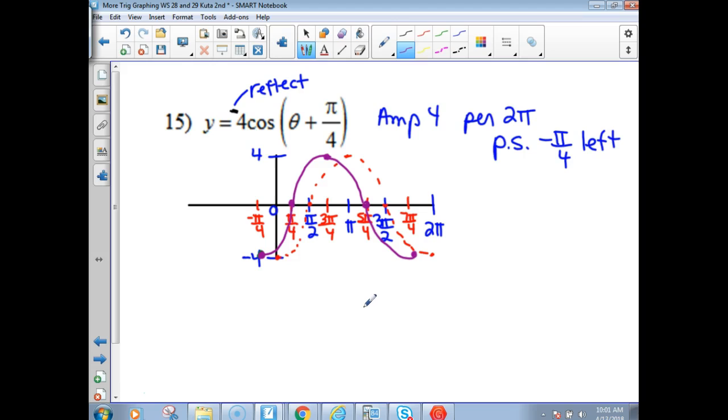Okay. So the locations are negative pi over 4, negative 4. I did it correctly, right? Yeah. Pi over 4, 0. 3 pi over 4, 4. 5 pi over 4, 0. And the last one, 7 pi over 4, negative 4.